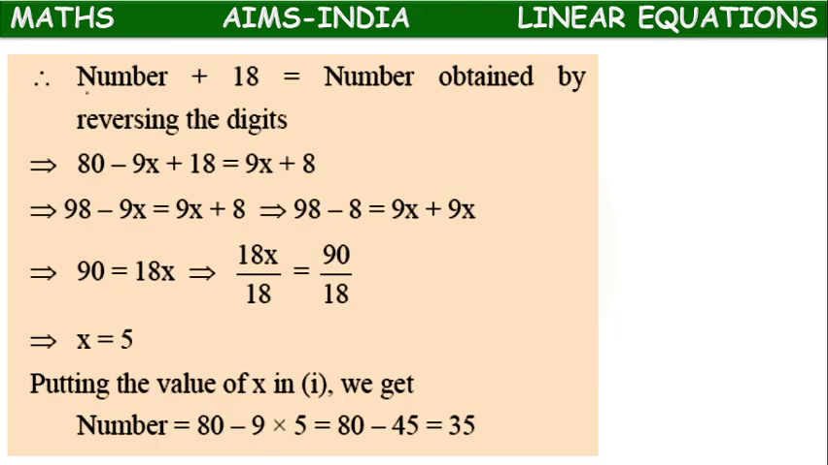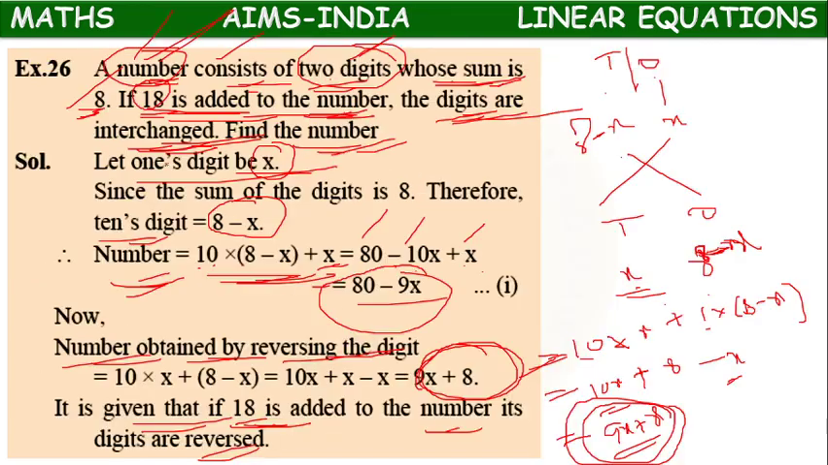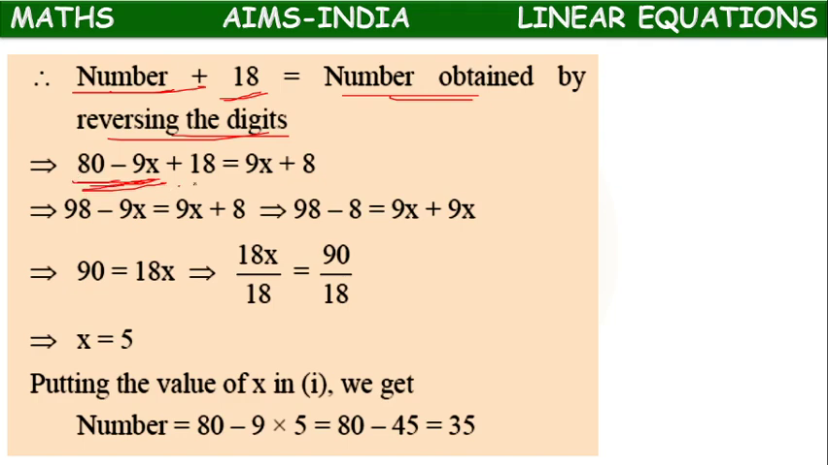So what can we take? Old number plus 18 equals the new number formed by reversing the digits. The old number is 80 minus 9x, and the new number is 9x plus 8. Means for the old number, if we add 18, we will get the new number. So this is the equation based on the given question. Now 80 plus 18 is 98, minus 9x, equal to 9x plus 8.